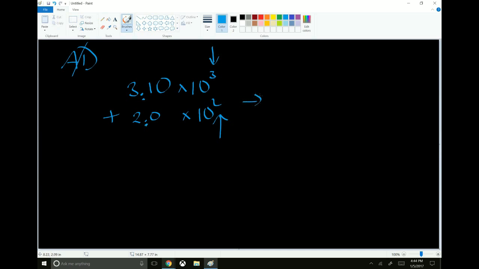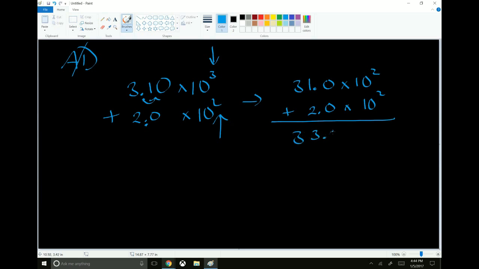So let's go ahead and shift the bigger one. We'll make the exponent smaller. That means moving the decimal to the right. Ba-boom. 31.0 times 10 to the second plus 2.0 times 10 to the second becomes 33.0 times 10 to the second. That's all you have to do. For addition and subtraction, you're going to pretty much just bring these straight down. It's not going to change it at all.